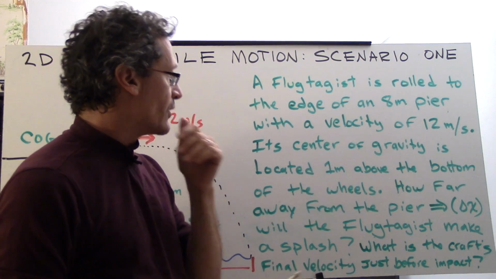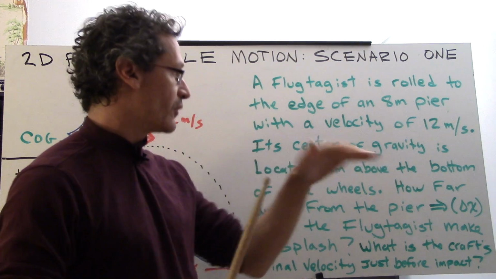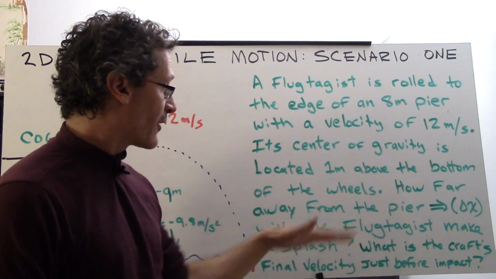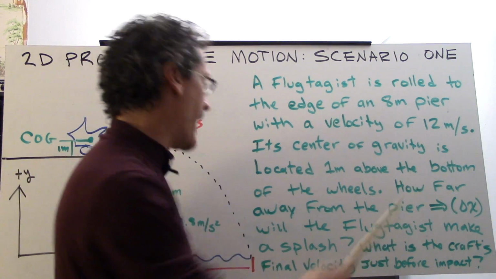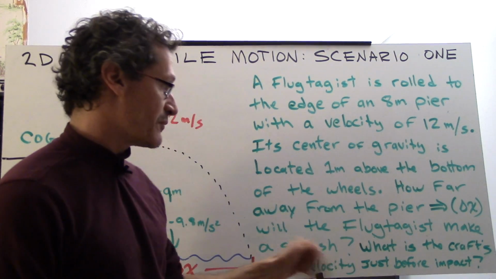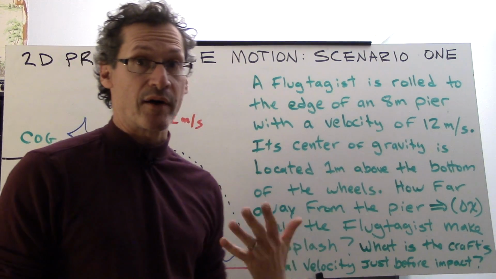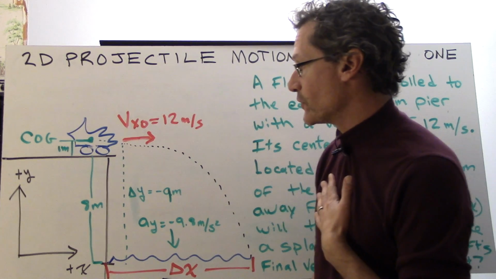So what we want to know is, with this Flugtagus being rolled horizontally off the edge of a pier, how far away from the pier, delta x, will the Flugtagus make a splash in this water? What is the craft's final velocity just before impact? And so I've drawn out the situation here.